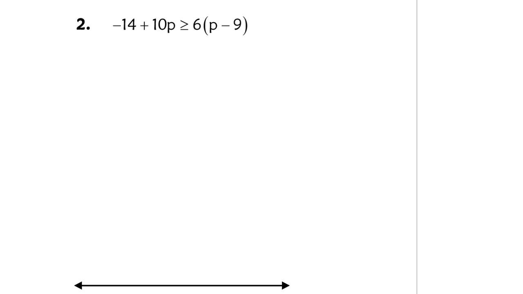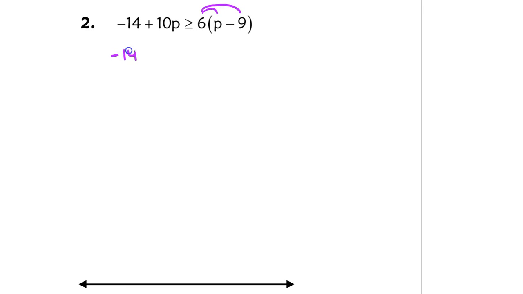Alright, example 2 is pretty similar. I'm going to go ahead and try to distribute on the right-hand side first. So I always try to get rid of the parentheses first. So I'm going to drop down the left-hand side, negative 14 plus 10p. Bring down that greater than or equal to sign, and then I'm going to distribute the 6 to get 6p minus 54. Now I have variables on both sides.